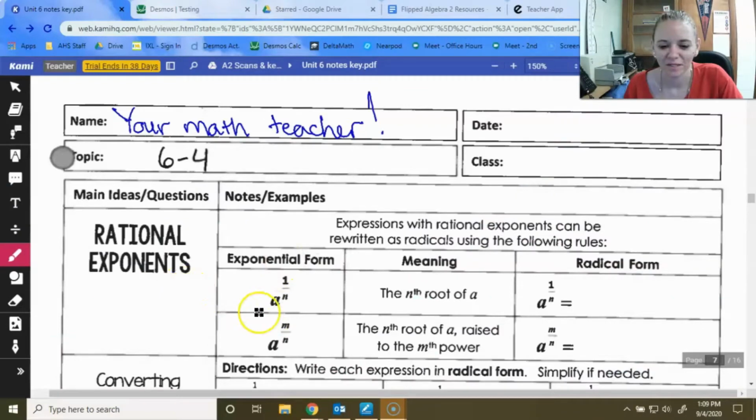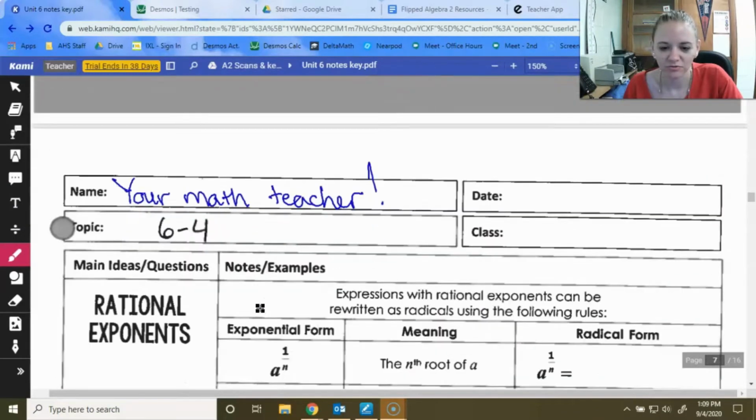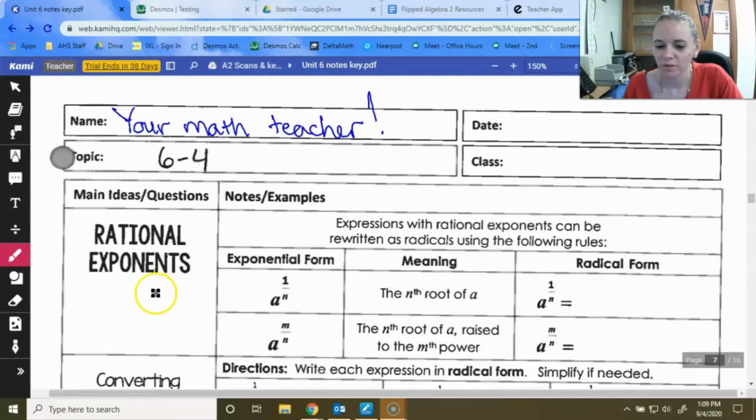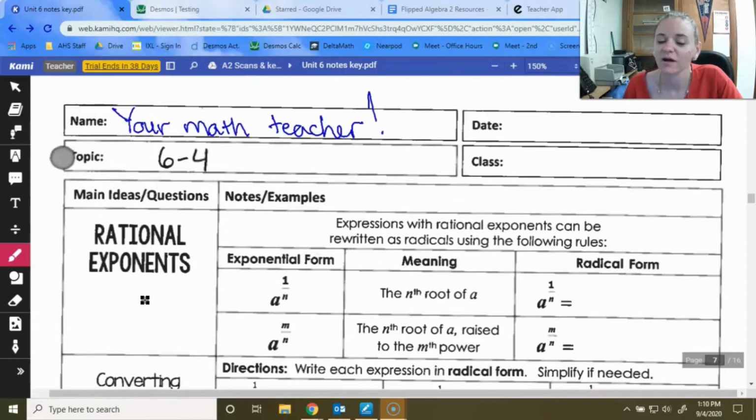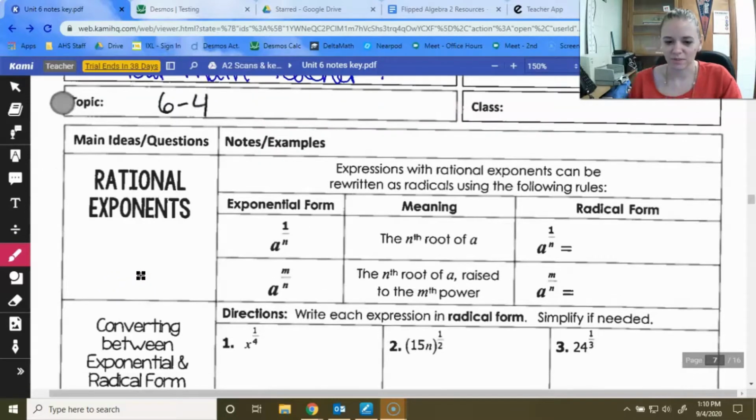Alright, hey everybody. So, section 4 here, we are going to learn about how to convert between rationals or radicals, and exponents, and going back and forth. This is a really vital skill to have as an upper level math student, and this is something that you cannot do in the calculator, that you have to be able to do without the calculator. So, let's get started.